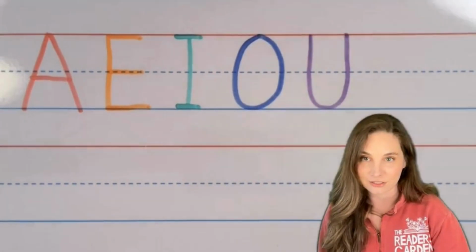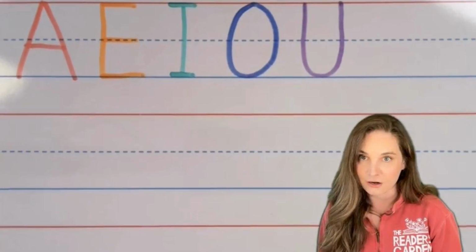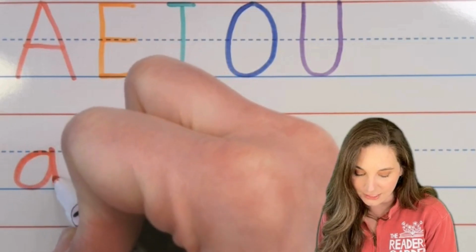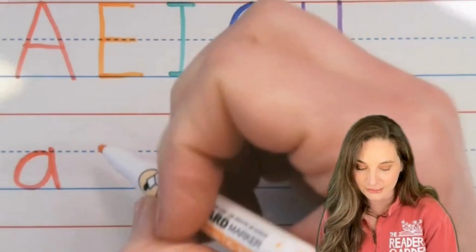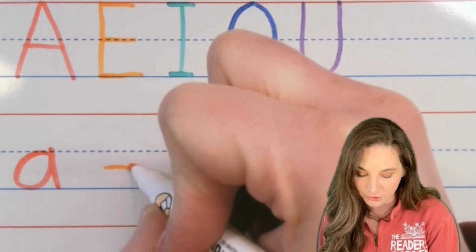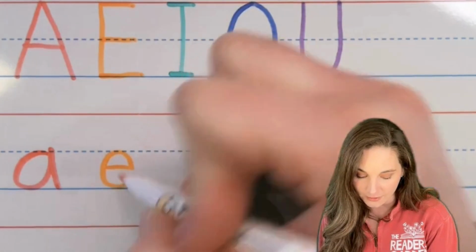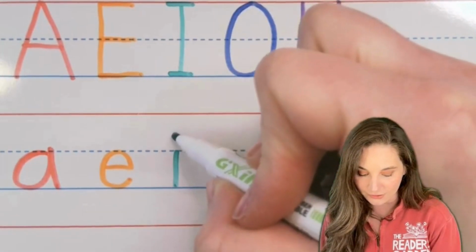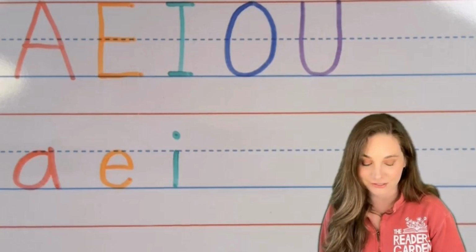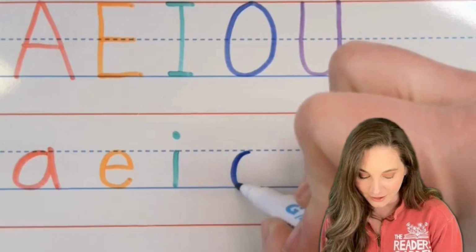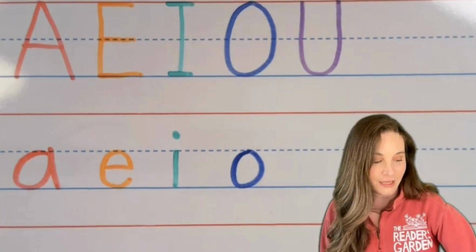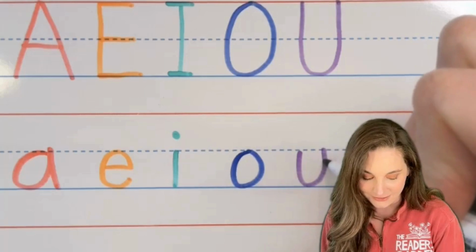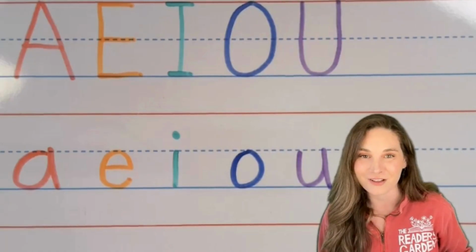Let's do our lowercase. To do our lowercase A, we are going to do a curve, curve, curve, come back up, tail to the bottom. To do our lowercase E, we do a horizontal line over, curve around, and come back up. To do our lowercase I, we do a straight line with that cute little dot. To do our lowercase o, we just do a smaller little egg under that middle line to the bottom. And to do our lowercase u, we just have a smaller roller coaster ride straight back up and tail to the bottom. This is how we make all of our vowels.